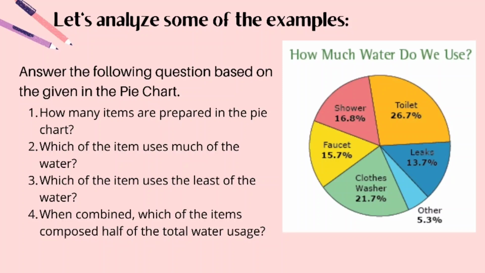Number 2. Which of the items uses much of the water? Very good! The answer is toilet with a total of 26.7%. Number 3. Which of the items uses the least of the water? Alright, the answer is other with a total of only 5.3%. And number 4, when combined, which of the items composed half of the total water usage? Now it's your turn. Comment down your answer below.